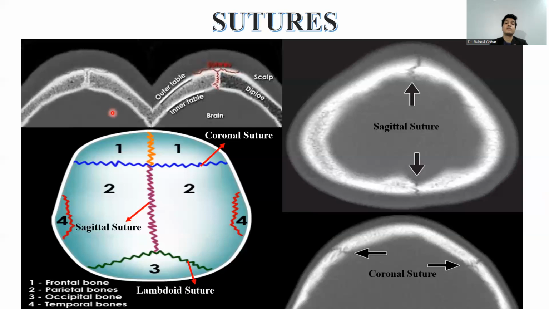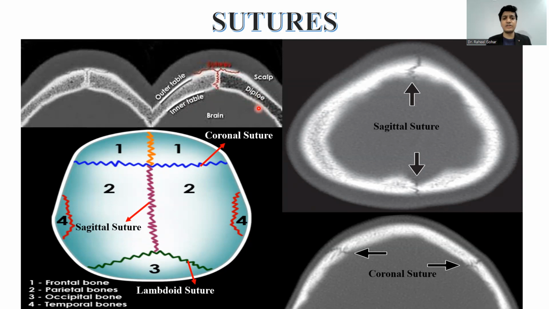Different sutures. Now why are we discussing the sutures? Because it is very important to differentiate a suture from a fracture. So how do we differentiate a suture from a fracture? First, before moving towards that, the skull bones are actually very different from other bones.